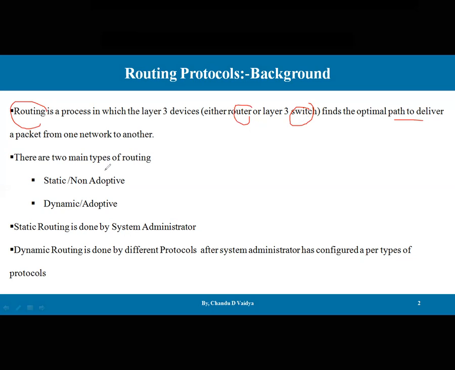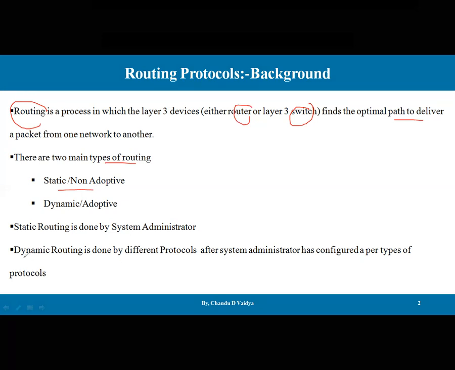And we also know that there are two types of routing. The very first is static routing, also called non-adaptive, and the second is dynamic, which is adaptive. In static routing, it is done by the system administrator. This is a one-time decision, but it is not always correct because many times the network scenarios change. So static routing is not that suitable for the latest information.